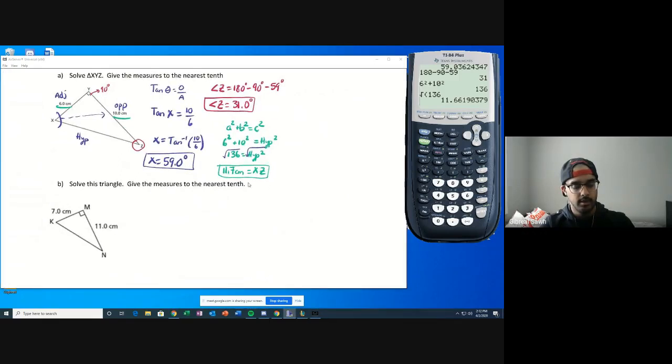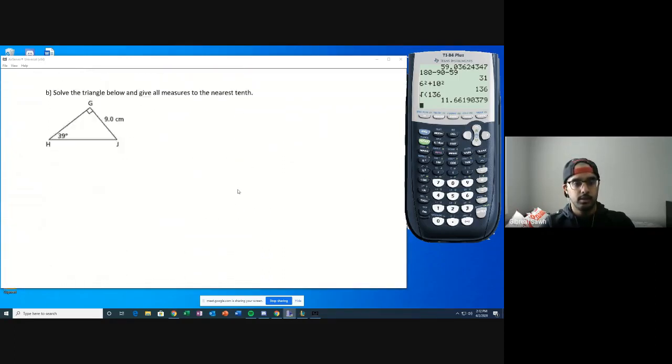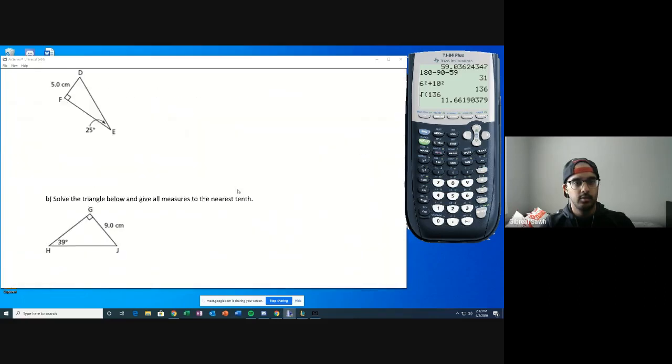So you could pause in there. You could try it out. The answer key is provided to you in that Google Classroom. Let's take a look down below. So let's pick one of these. I won't do both.